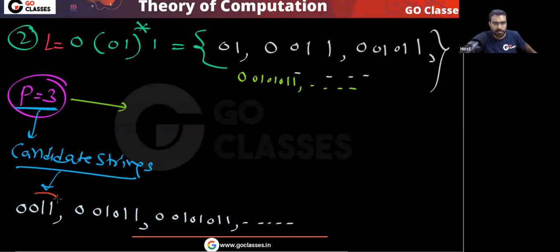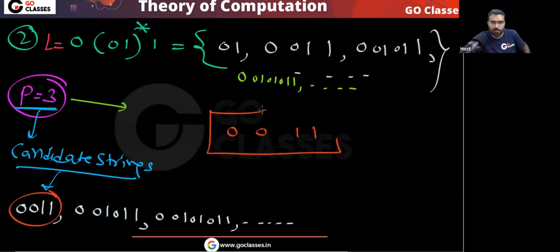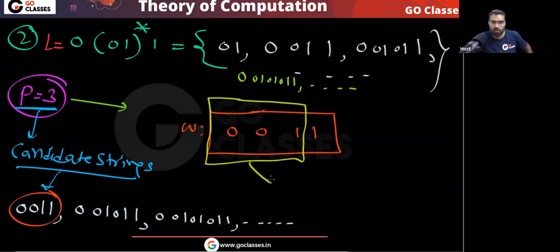Let me check this candidate string 0, 0, 1, 1. Can it pump? First of all, this is your string. In which area will you find Y? Your Y must be in this area, in the first 3 symbols. So tell me, is there any Y which will work?